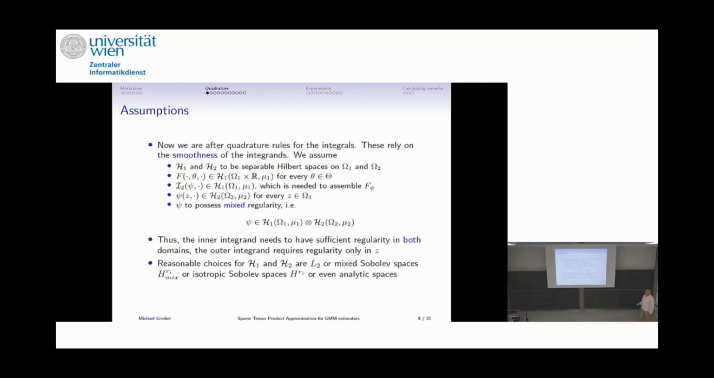Sorry, Albert Cohen has a question in the chat. Oh, great. He asks whether the measures mu1 and mu2 are explicitly known, or you just get random samples according to the... we come to that. He has to be patient.